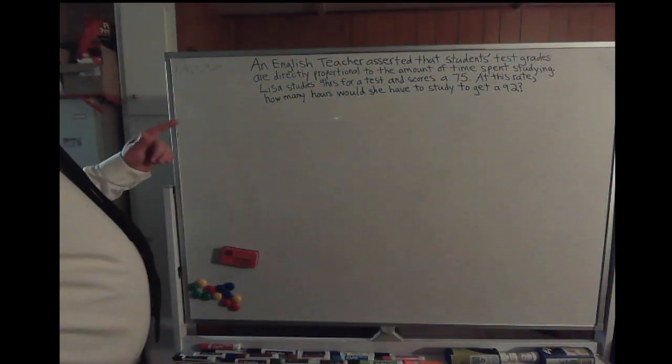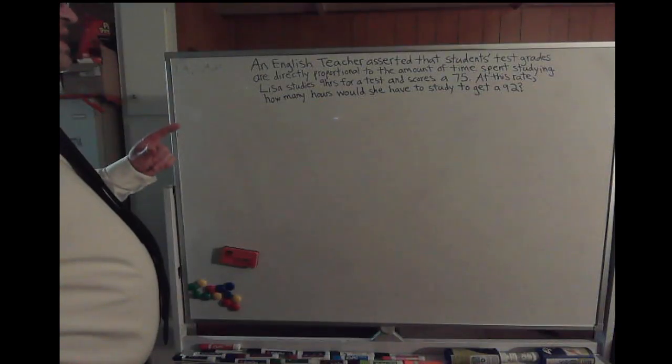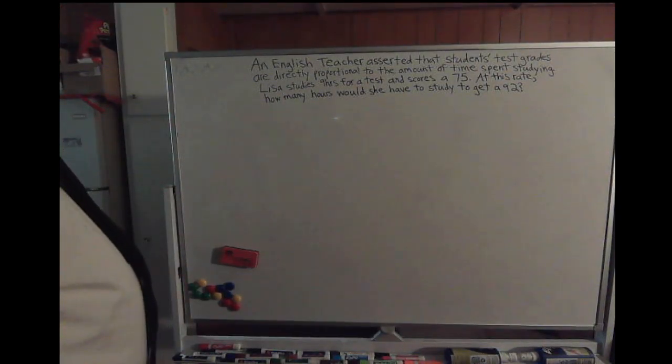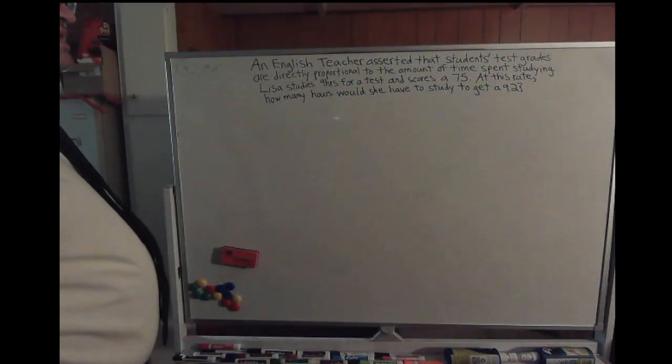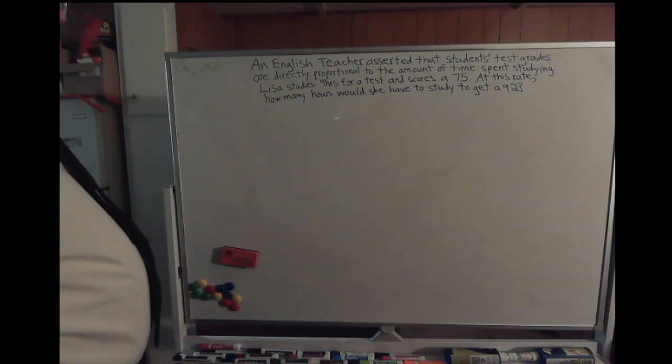An English teacher asserted that students' test grades are directly proportional to the amount of time spent studying. Lisa studies 9 hours for a test and scores a 75. At this rate, how many hours would she have to study to get a 92?